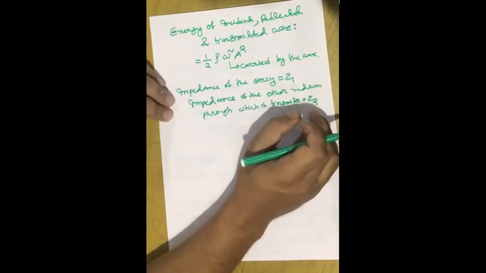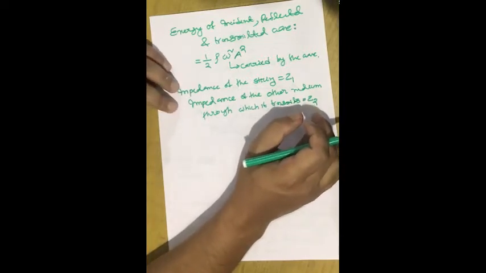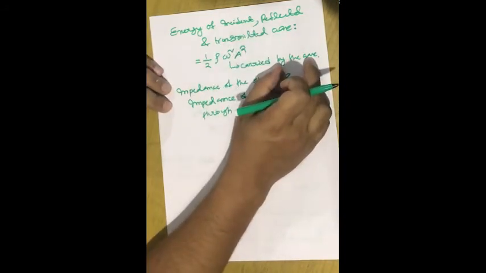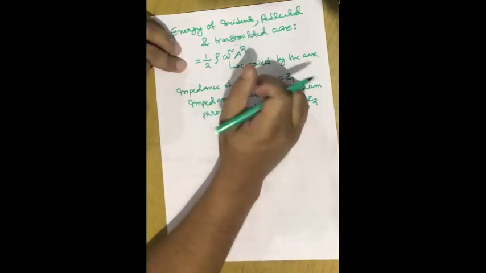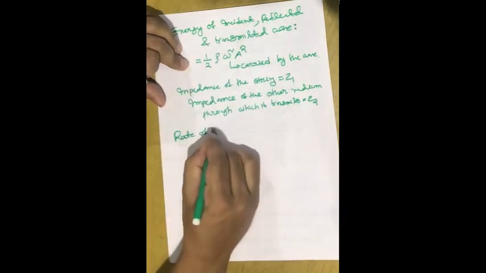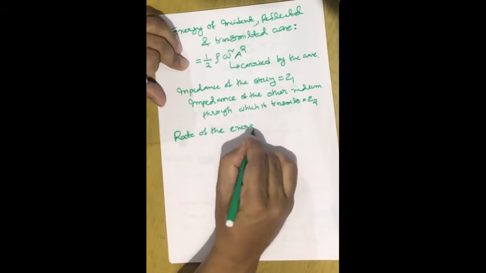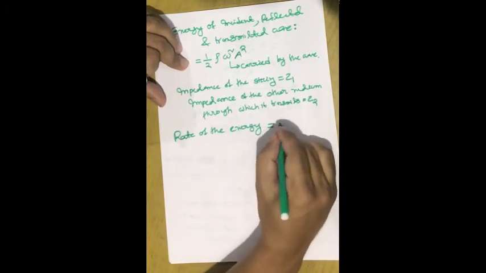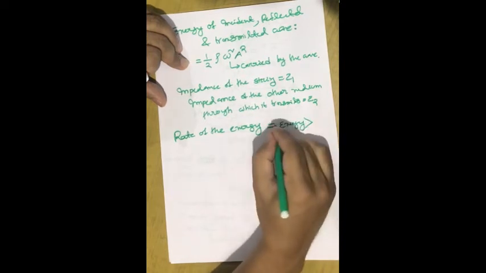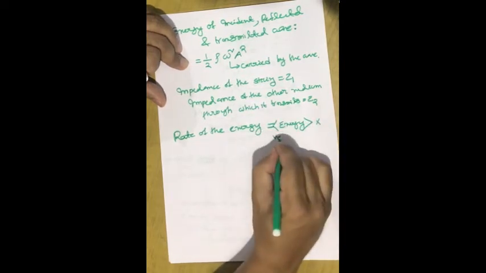Now for that, we know the average energy carried by the wave is this. So if we calculate the rate of the energy, it is basically nothing but the average energy multiplied by the velocity of the wave.